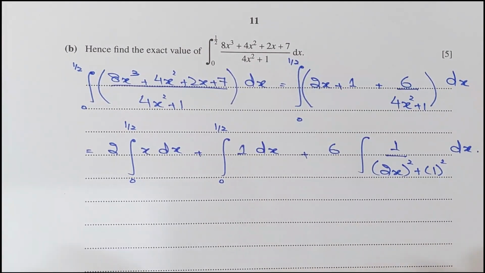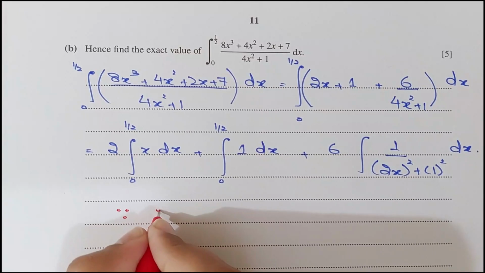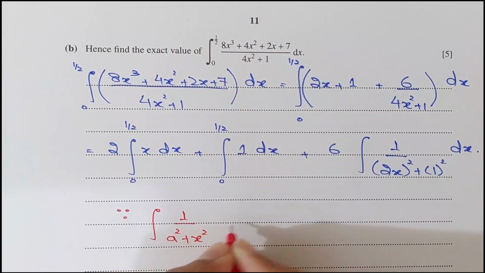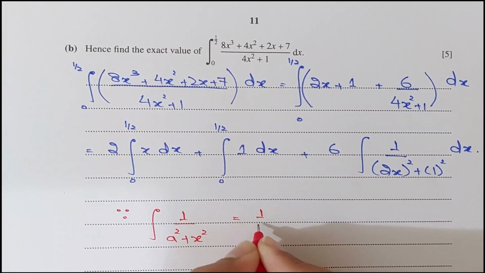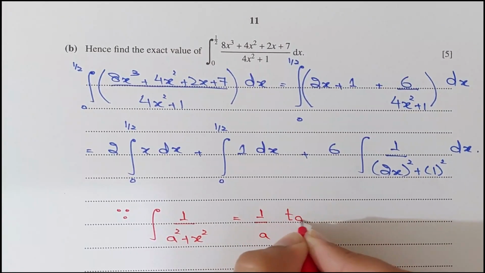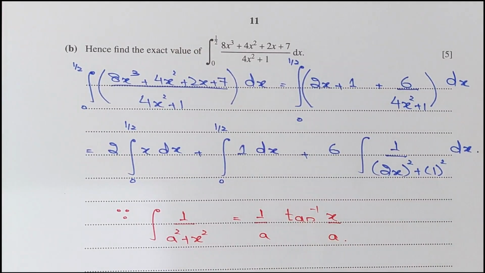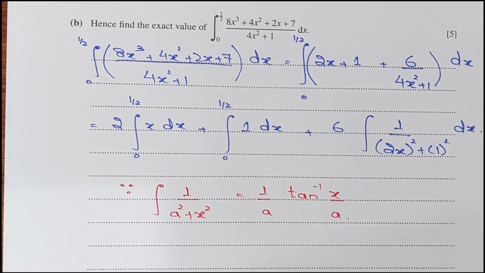So as we know that the integration of 1 over a square plus x square is 1 over a tan inverse of x by a, right? And the derivative of x, d by dx of x, that is just 1. Okay, so let me use the formula.